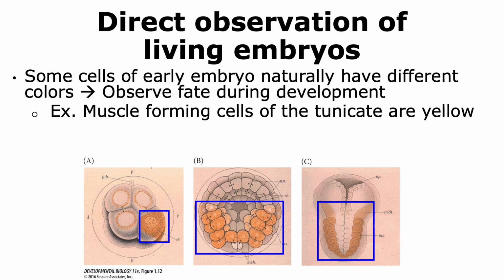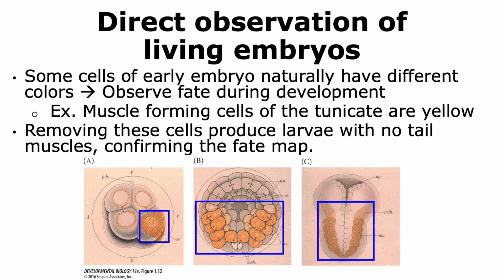To ensure whether these yellow-colored cells genuinely formed muscle, scientists removed these cells during the early embryo and looked at what kind of larvae these specific embryos produced, which did not have those yellow-colored cells. And what they found was these larvae, where these yellow-colored cells were no longer present, basically had no tail muscles, thereby confirming the fate map of these cells.